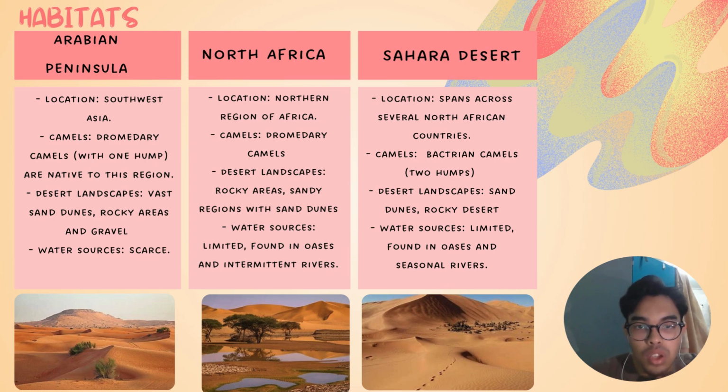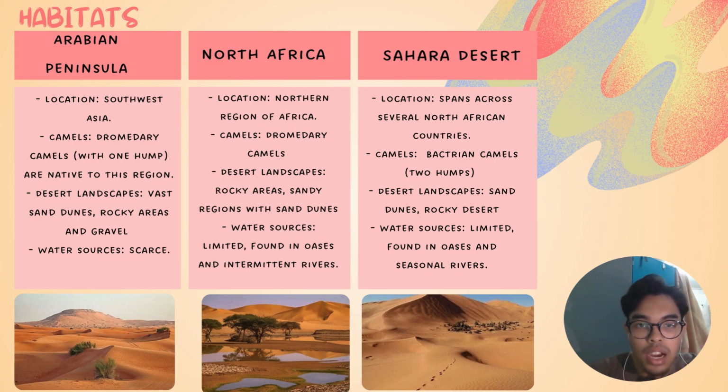Okay, the second one is North Africa. The location is the northern region of Africa. The type of camel is dromedary camels, which is the same as the camel of Arabian Peninsula. The desert landscape is rocky areas, sandy regions with sand dunes, and the water sources of North Africa are limited, found in oases and intermittent rivers. So you can see there is also an image provided as an example of North Africa.